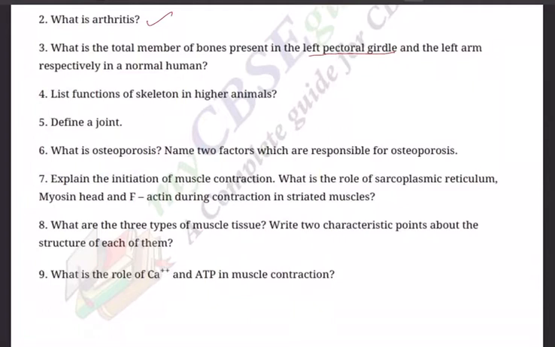Question number 7. Explain the initiation of muscle contraction. Remember that mechanism of muscle contraction I told you. What is the role of sarcoplasmic reticulum and myosin? Myosin is a protein present in the muscle. Myosin head and F-actin during contraction of striated muscles. Question number 8. What are the 3 types of muscle tissues? Write 2 characteristic points about the structure of each of them. And the major question, 5 mark question, look at that. What is the role of Ca2+, calcium, and ATP in muscle contraction?